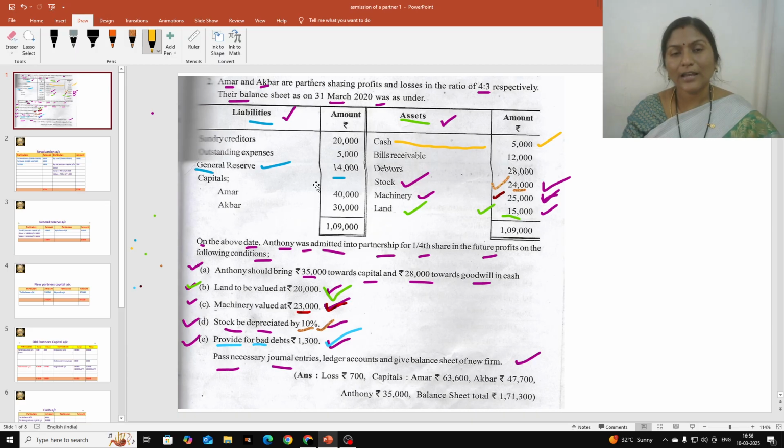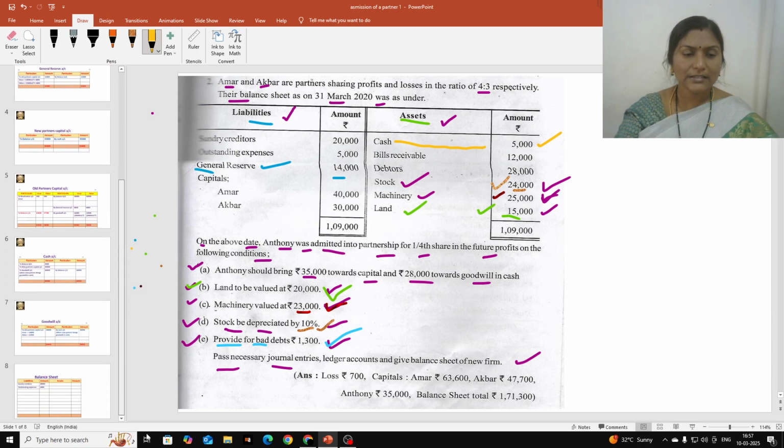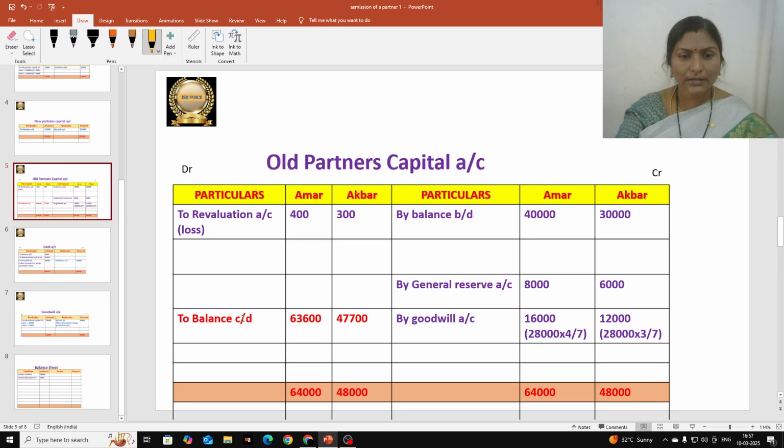In the old balance sheet there were only two partners, Amar and Akbar, and they had 40,000 and 30,000 capitals, but now we prepared all partners' capital accounts, and we should take those balance carried on values in the new balance sheet. Now we have new partner Anthony also. We should mention his capital also in the balance sheet. Let us see how much capital old partners are having.